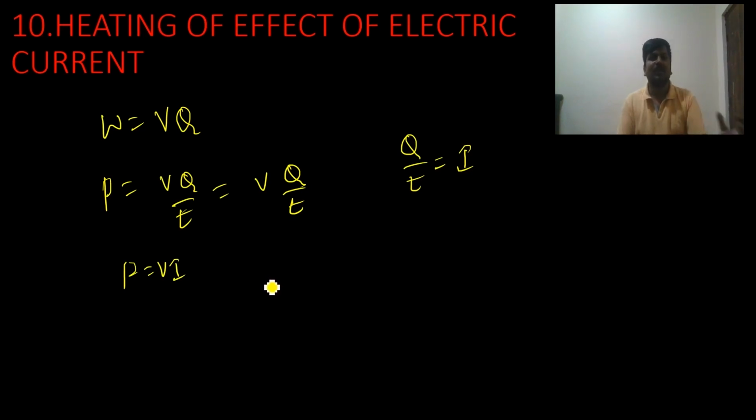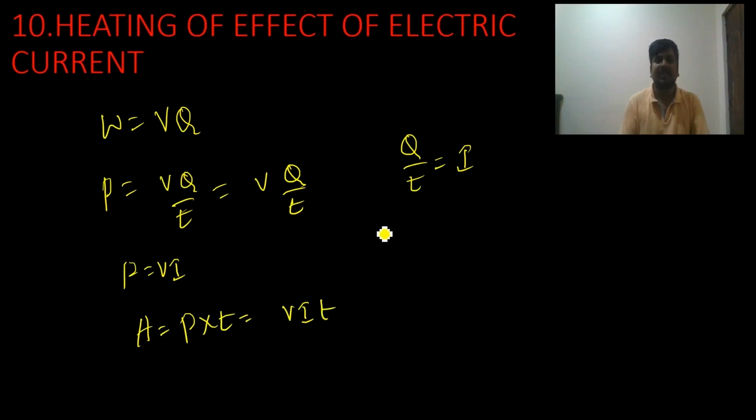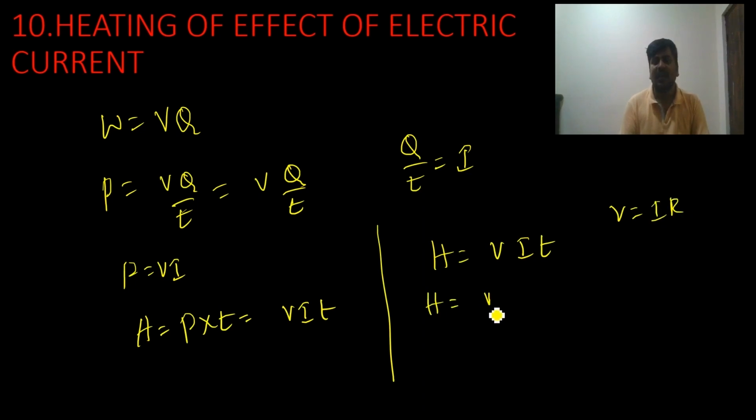Then the power is given, the energy source is given to the circuit for unit time. That is nothing but heat generated in the conductor. So that is nothing but P into T, that is VIT. So the heat generated in the conductor is H equal to VIT. So V equal to IR we can consider, V equal to I into R, into I into T. So then we can write I square RT.